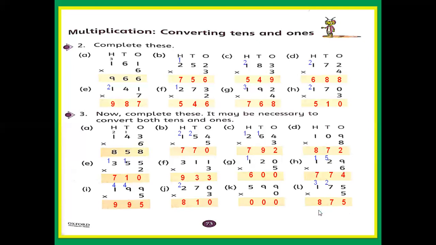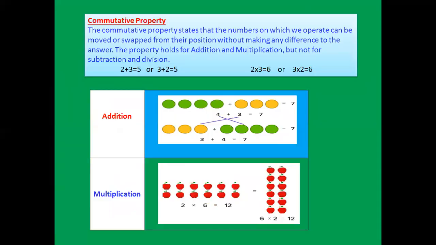So in this way, you can multiply numbers with the converting of tens and ones. Okay, very easy, when you know the table. If you do not know the table, it is difficult. So next, boys, page number 74. This is not page number 74, but this is about page number 74, because on page number 74 we discuss the commutative property.